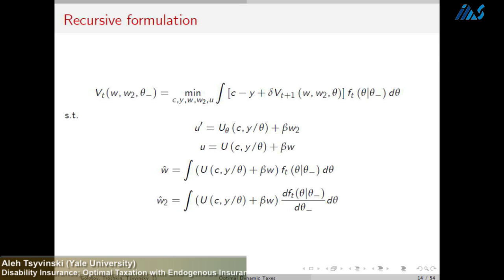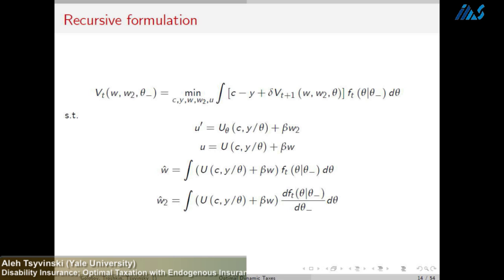So now my recursive problem became much easier. In time t, I need to keep track only of three state variables: the promised utility on the path, the derivative of the promised utility, and the previous skill. So what do I do? I minimize the amount of resources spent today, plus the resources spent for tomorrow. This is the conditional probability.